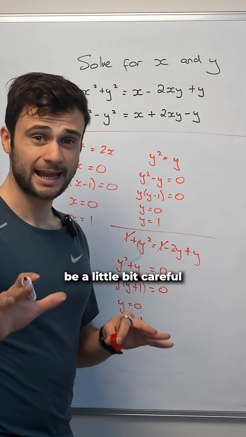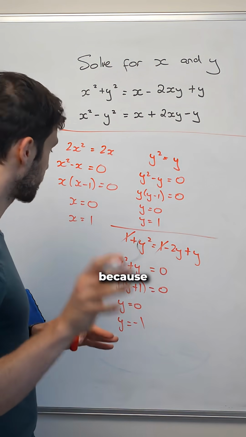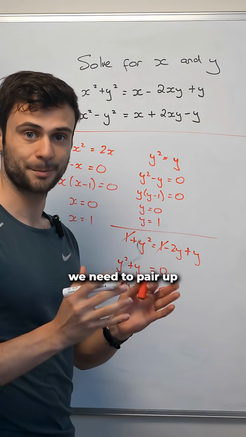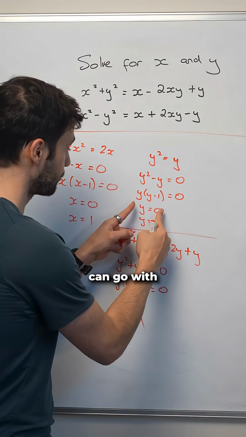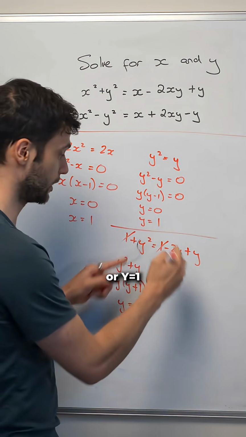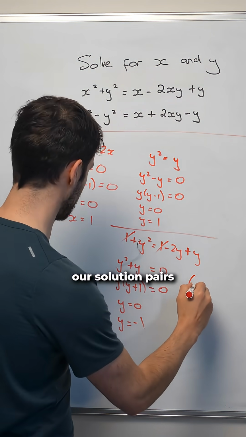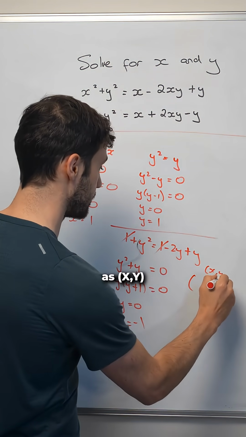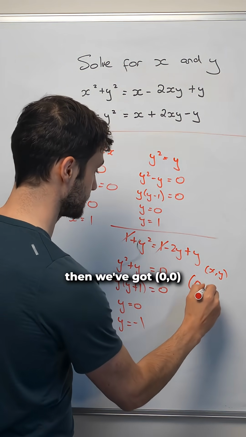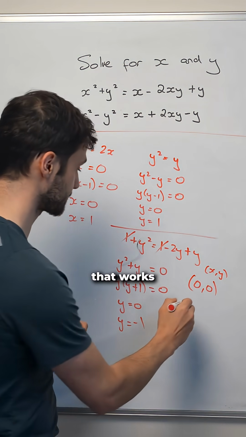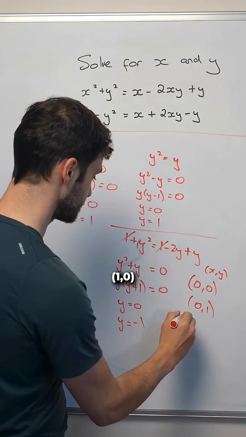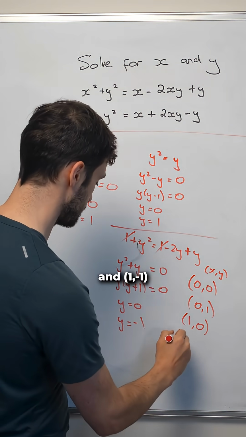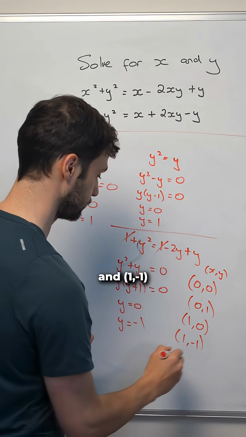So y equals 0 or y equals negative 1. Now we need to be a little bit careful with this last step because we need to pair up the solutions correctly. So x equals 0 can go with y equals 0 or y equals 1. So these are our solution pairs. So if we're writing it as x, y, then we've got 0, 0 is a possible solution that works. 0, 1, 1, 0, and 1, negative 1.